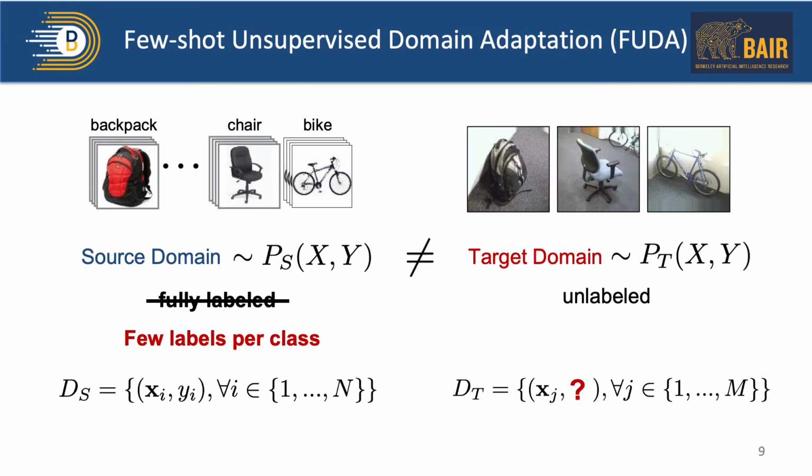To mitigate the above issue, in this paper, we focus on few-shot unsupervised domain adaptation. Instead of assuming a fully labeled source, we only assume few labels per class in the source domain and no labels in the target domain.